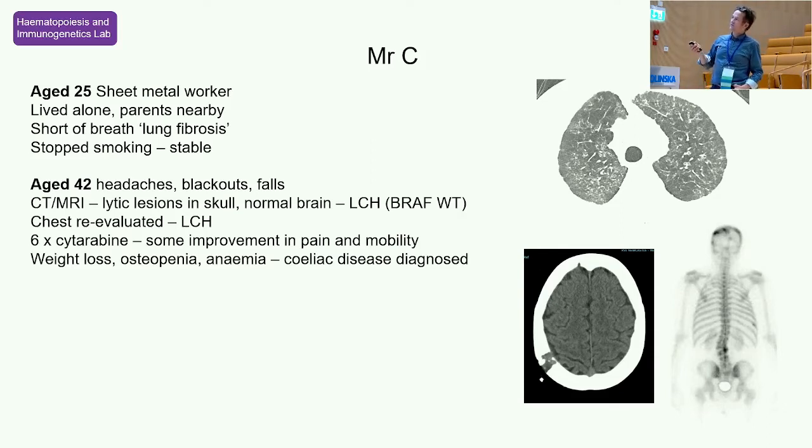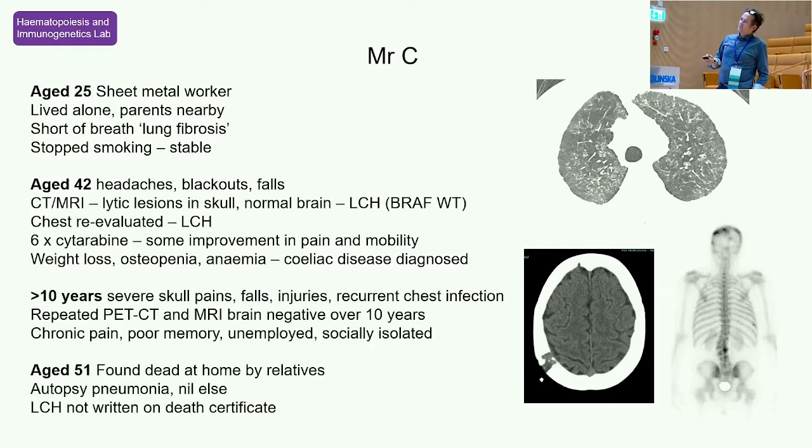Anyway, he was given cytarabine because it was fairly active multi-system disease. We didn't like to give vinblastine and pred in this age group. And he did have some improvement. His pain went away for a while. He was more mobile. But other problems came along as well. He got celiac disease diagnosed. He had several biopsies, and I'm pretty sure there wasn't any LCH in his gut, but he had problems maintaining his weight, and vitamin D and also iron levels were low. So another problem that came along.